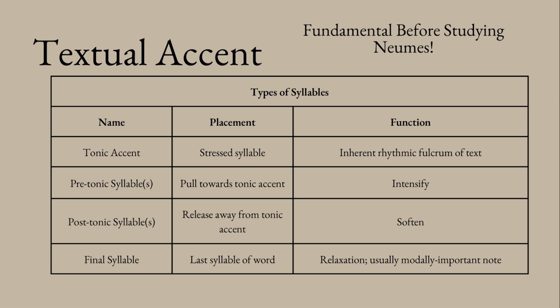We have pretonic syllables. Those pull towards the tonic accent. There's an intensification. We're heading towards there. We get to the tonic accent, and then we have post-tonic syllables. Those release away from that tonic accent. They kind of soften what we just landed on. And we have the final syllable, which is self-explanatory. It is the last syllable of the word. There's a pull of relaxation there. Usually, we have a modally important note on that final syllable, as well as on the tonic accent. Not always. Again, a lot of this is contextual, depends on the chant, but you will oftentimes see this. All right, let's keep going.